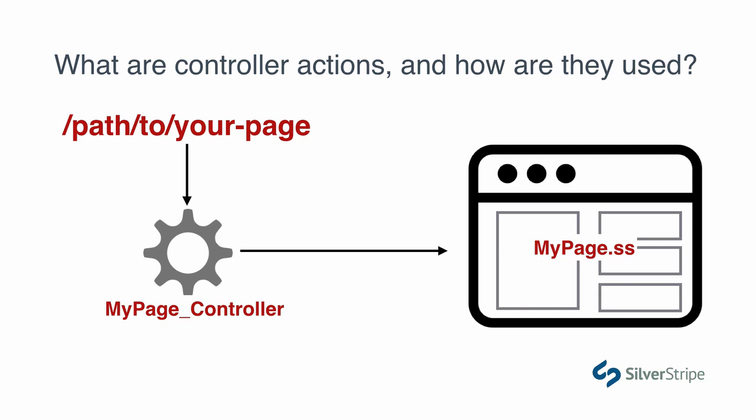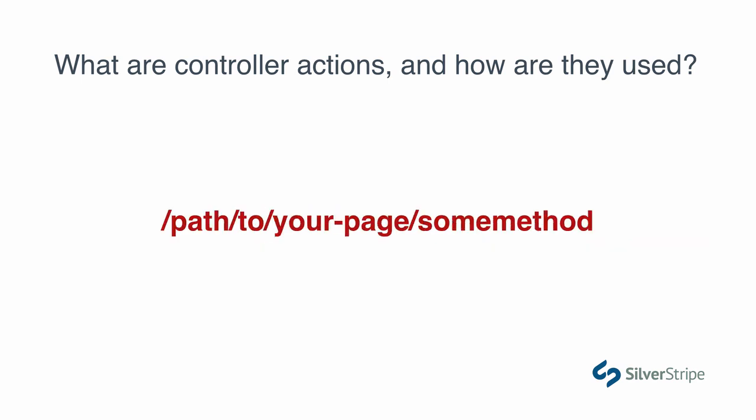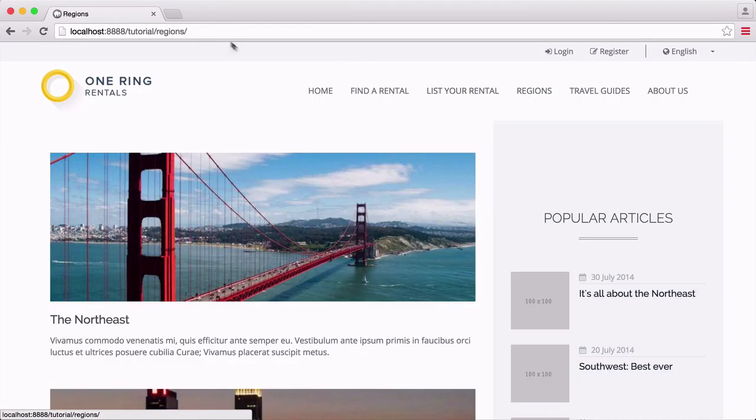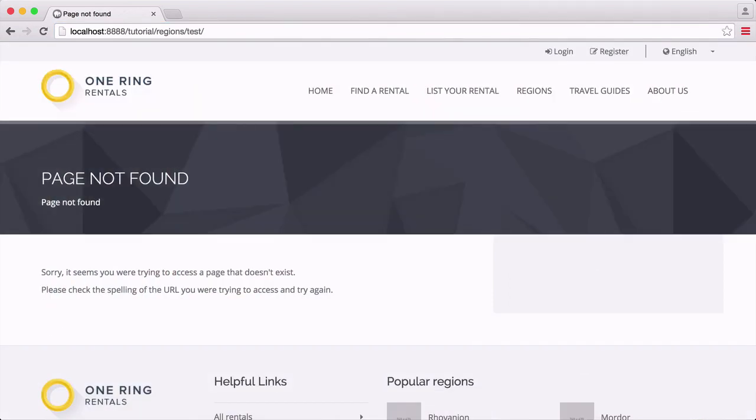Using controller actions is simple. All we're talking about is appending a URL part to an existing URL that matches the name of a publicly accessible method on the controller. So let's give it a try. For this example, we're going to look at the regions page, and you'll see that it resolves to /regions off the base URL. Now let's try appending a new URL segment to that URL. So we'll go to regions/test, and not surprisingly, we get a 404.